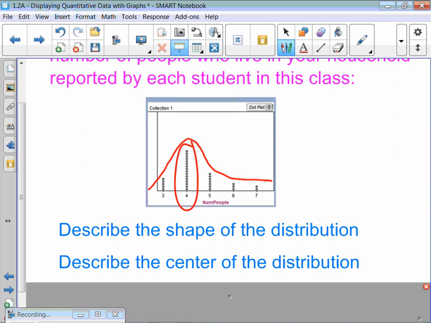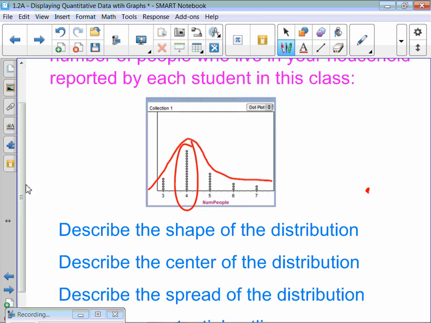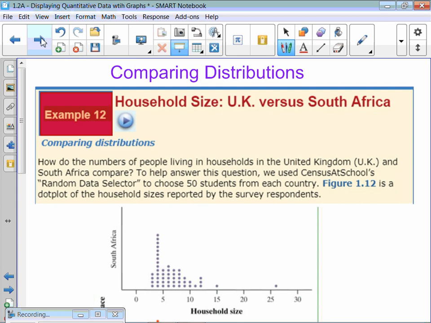All right, and let's go spread, Mac. What do you think? 3 to 7. Some of you guys live with 7 people. That's pretty good. And outliers, I would say no. Does not appear to be any outliers. Nobody's super outside of the data. There's not somebody over here with like 12. Okay. And that's it for our socks.